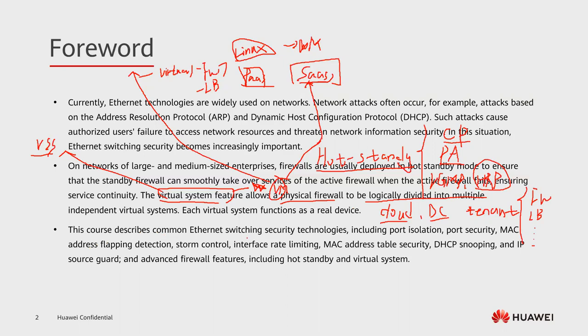So in this course, we will describe common Ethernet switching security technologies, for example, port isolation, port security, MAC address flapping detection, storm control, interface rate limiting, MAC address table security, DHCP snooping, and IPv6 guard. Besides this, which are the traditional Ethernet switching security technologies, we will introduce other advanced firewall features, including hot standby technologies and virtual systems.